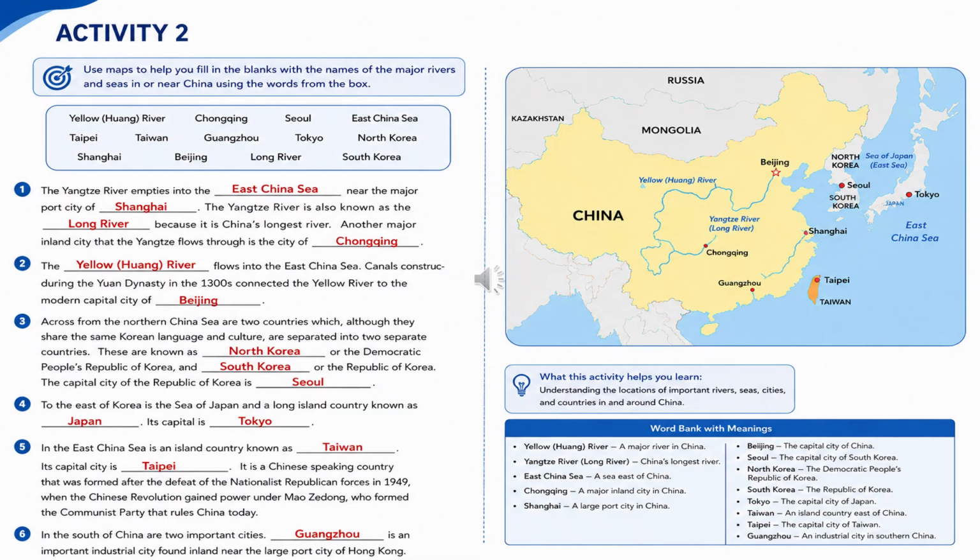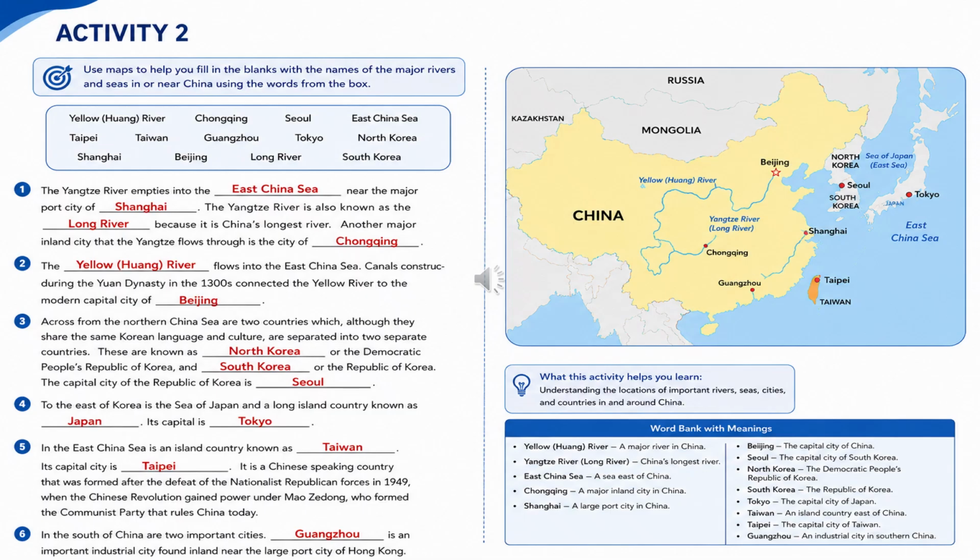Next, question number 5. In the East China Sea, we also find the islands of Taiwan. The capital city of Taiwan is Taipei. So just look into the words and fill in the blanks in your textbook. Finally, let's look at question number 6. In southern China, one of the most important industrial cities is Guangzhou. It is located near Hong Kong and plays a major role in trade, manufacturing and transportation.